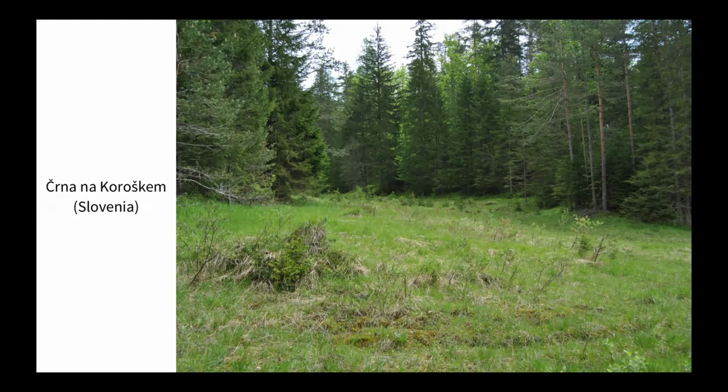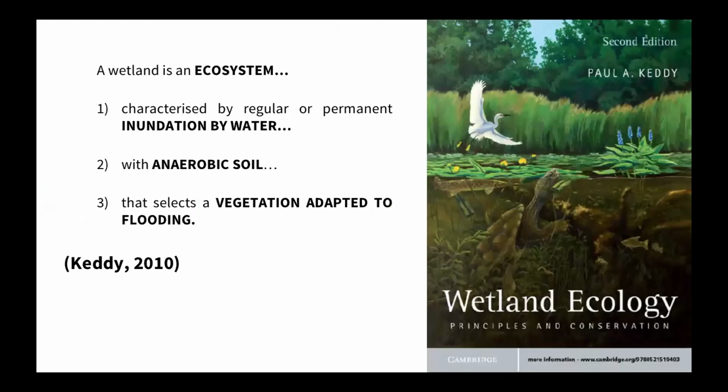that must obviously be tied by a common definition. And we can take this definition from this book, for example, Wetland Ecology by Paul Keddy, and it summarizes, let's say, the common ideas about how to define a wetland. We can say that a wetland is an ecosystem that is characterized by the regular or permanent inundation by water, meaning that the soil can be waterlogged or flooded.